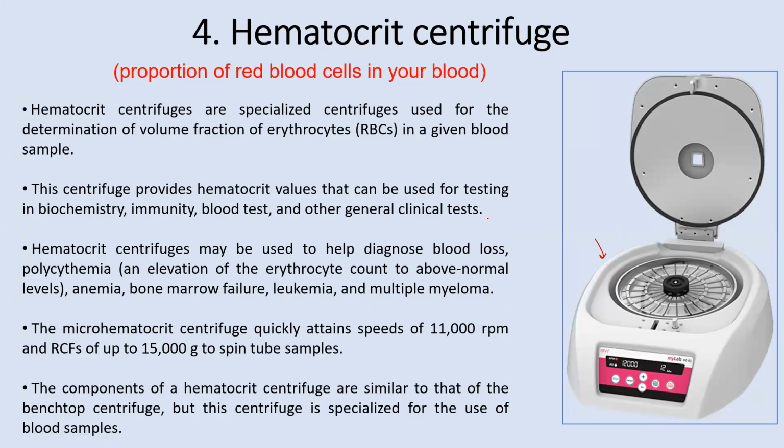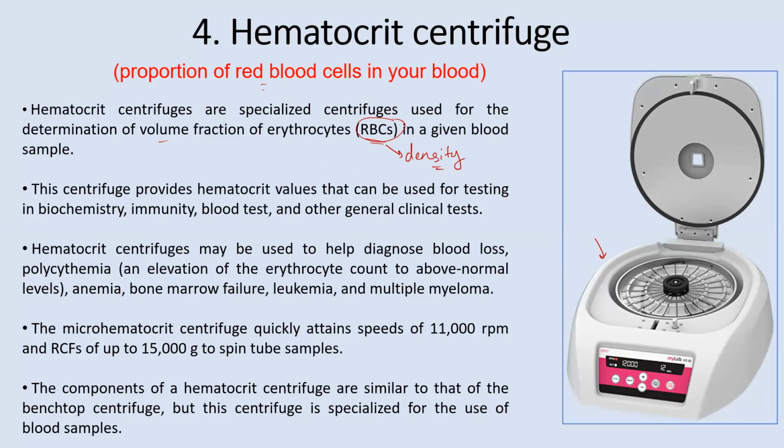So these are small, specialized centrifuges, and they are used for determination of volume fraction of erythrocytes, that is RBCs. So if you want to determine the proportion of red blood cells in a given blood sample, then this is the best centrifuge, because again, RBCs will have a certain density and they will sediment at a certain rotation. So if you just enter all of those details here, what is the specific rotation at which the RBCs settle, you set everything and you will only pellet out the RBCs.